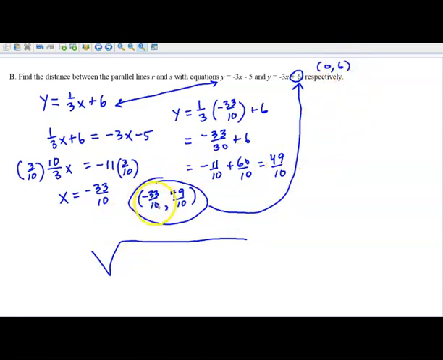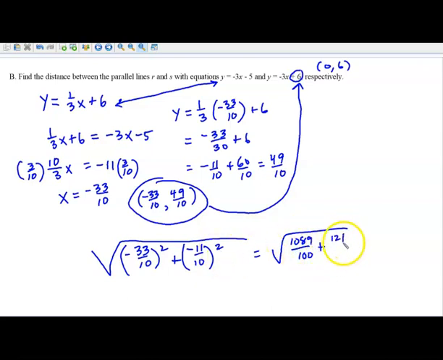So the difference between the x's would be negative 33/10 squared, minus 0 squared. And then 49/10 minus 60/10 would be negative 11/10 squared. And this gets kind of big, but this is 1,089 over 100. This is 121 over 100. You put those together, and that's the square root of 1210 over 100. So show me the simplified radical.